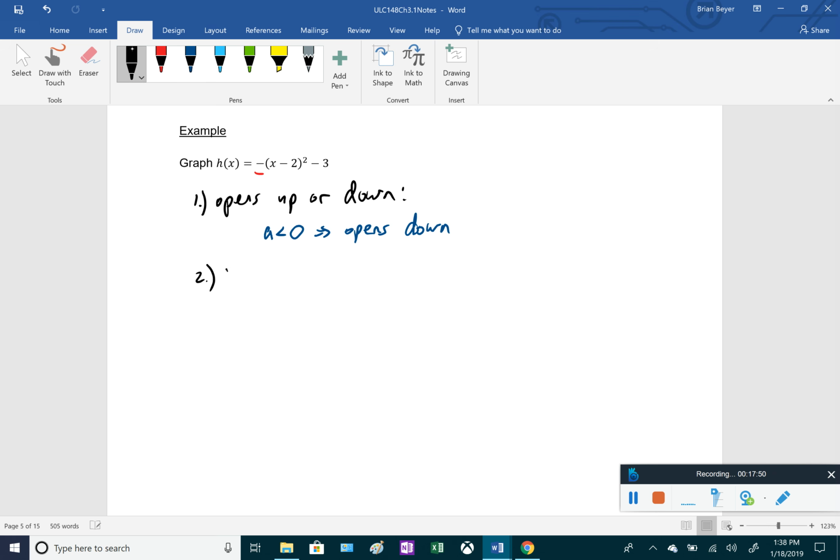So step 2, vertex, h comma k, standard form. So the vertex here is going to be based on this value and this value. So it's going to be positive 2, so opposite sign from what you see, and then negative 3 for the y-coordinate.